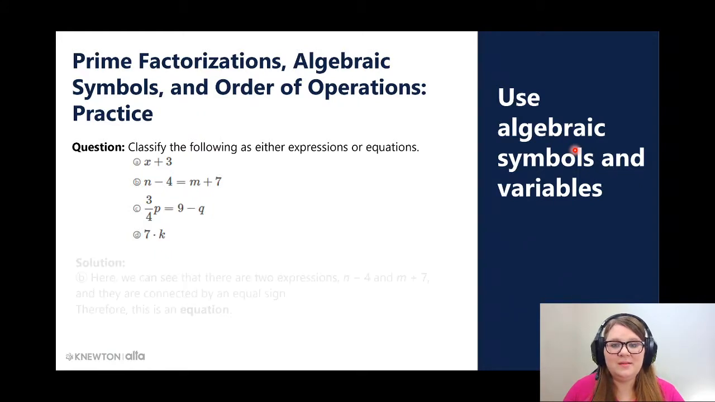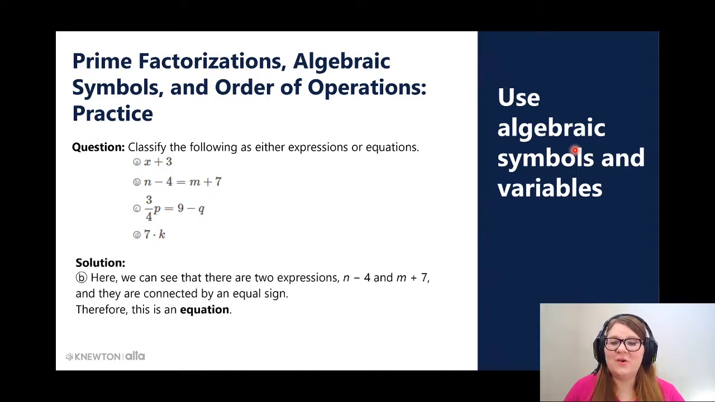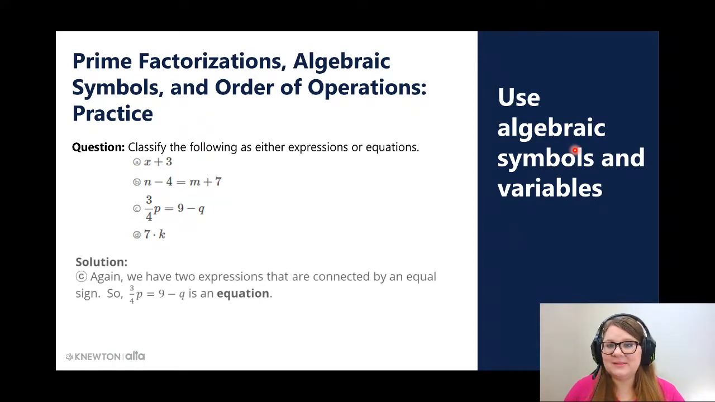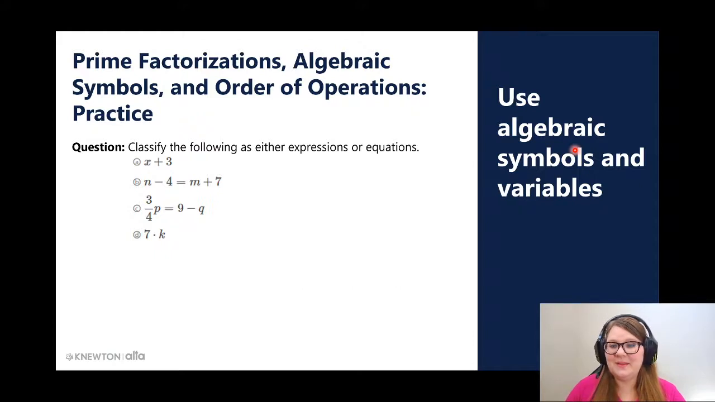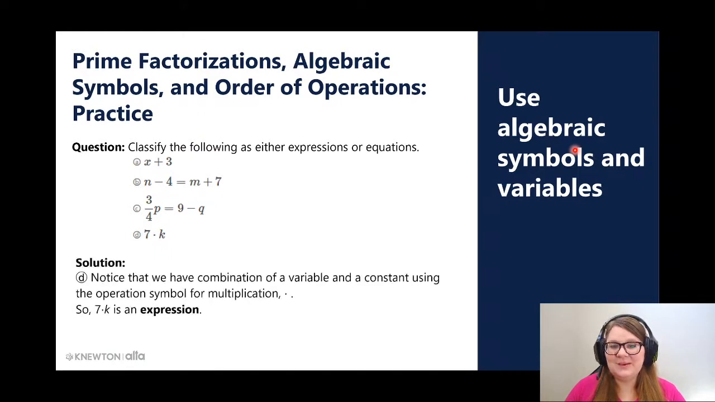In part B, we have an equation because we have an expression n minus 4, another expression n plus 7, and they're connected by an equal sign. In part C, we have another equation. That's because we have an equal sign with the two expressions on either side. And last but not least, part D, we have another expression. Because this does not have an equal sign, it is just a combination of variables and constants with an operation, which in this case is multiplication. So that's our intro to the language of algebra.